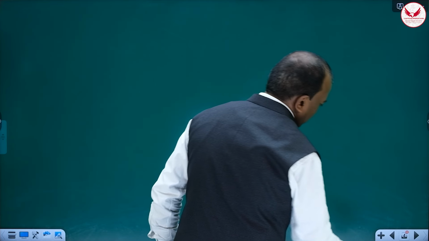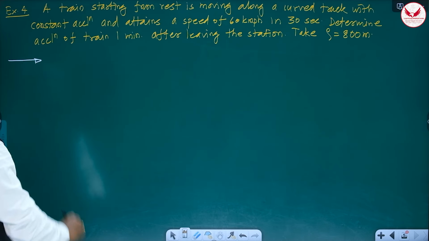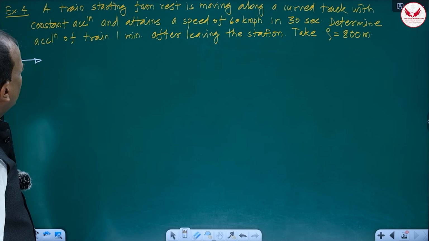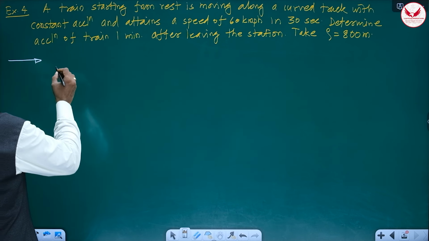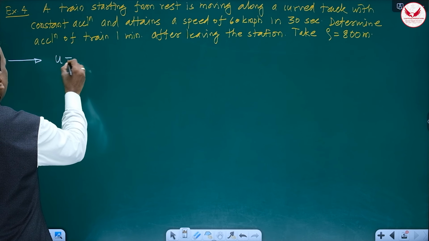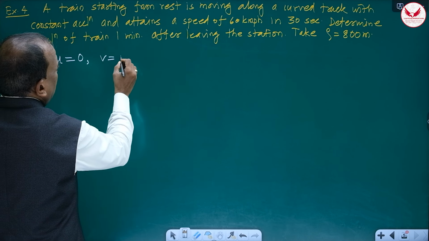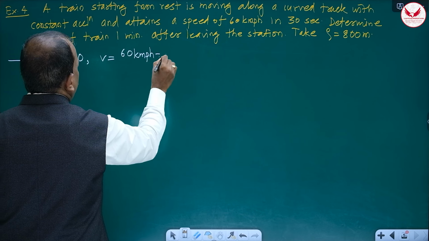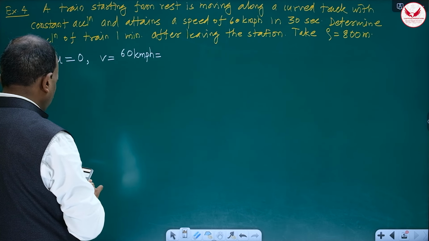Again, one more example I'll explain. And this fourth example is what? A train starting from rest is moving along a curved track with constant acceleration and attains a speed of 60 kilometers per hour in 30 seconds. Means initial velocity of the train is 0. Final velocity is what? 60 kmph. That means 60 by 3.6.